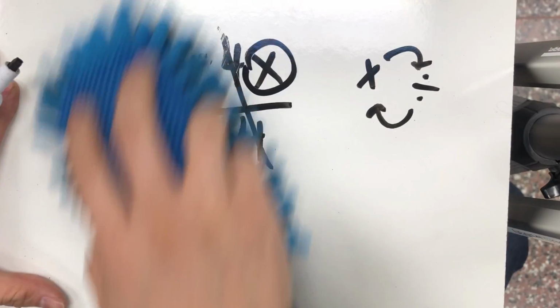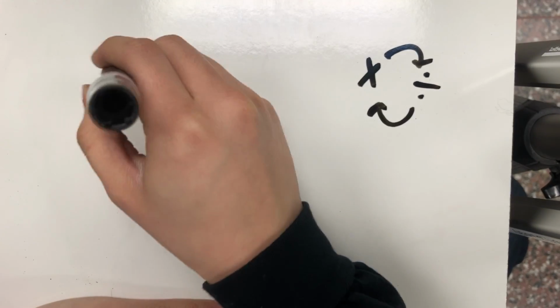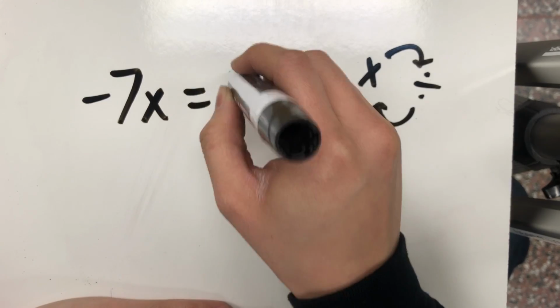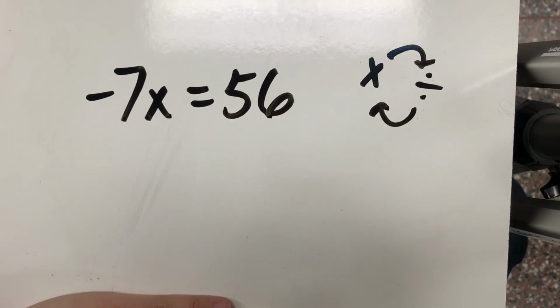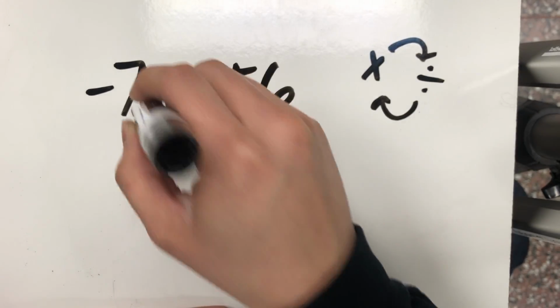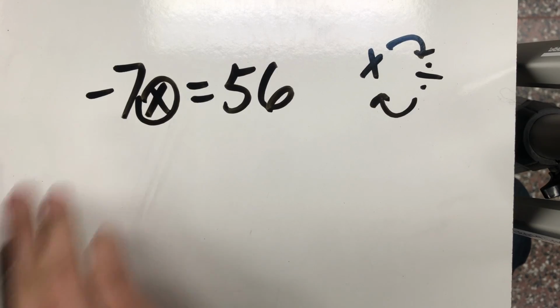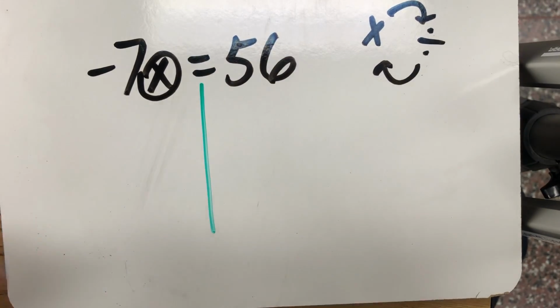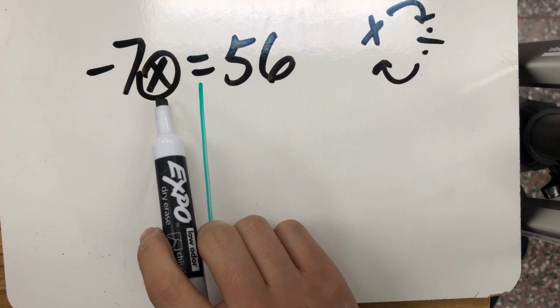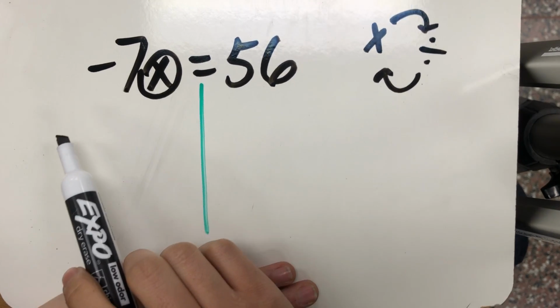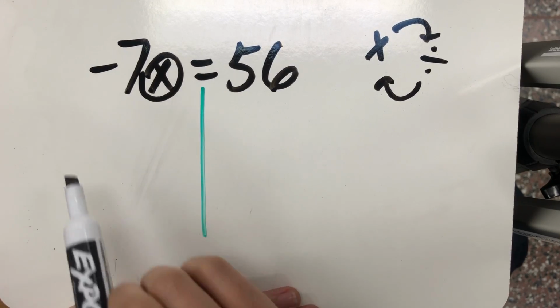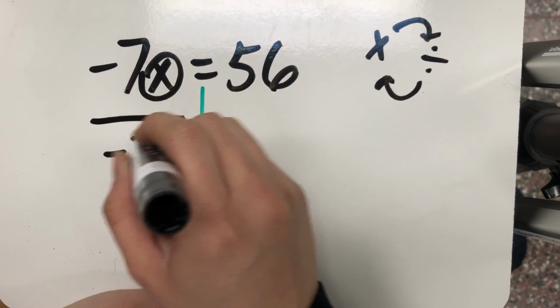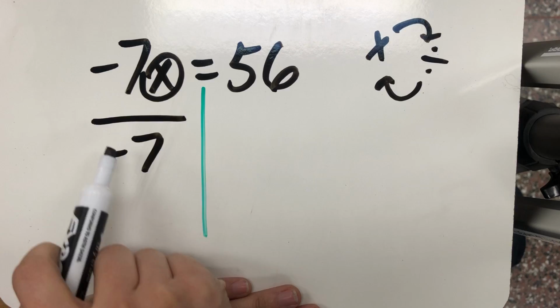Okay, so let's do another problem. What if we had negative 7x equals 56? So I'm solving for this x. I know that this x and this negative 7 are being multiplied together. I'm going to go ahead and split my equation down to two sides so I know what two sides I'm keeping balanced. If this x is being multiplied times a negative 7, the opposite of multiply times negative 7 is divide by negative 7. You have to keep this negative here.